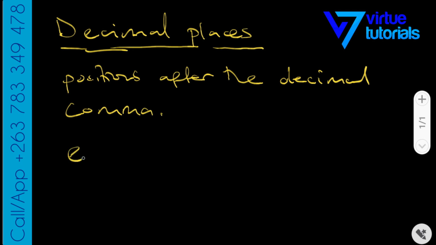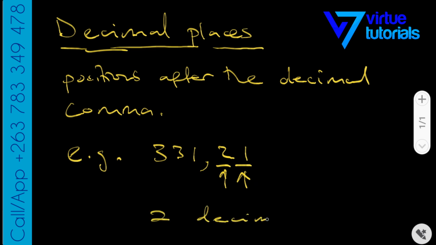So for example, if you had 331,21, these two positions here are your decimal places. So the number here has two decimal places.